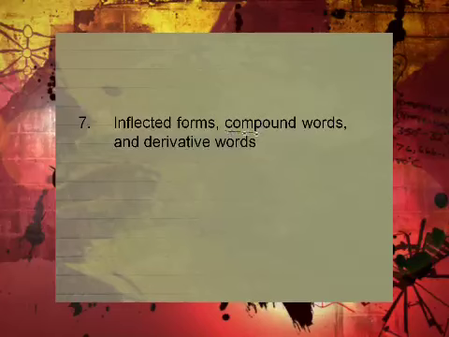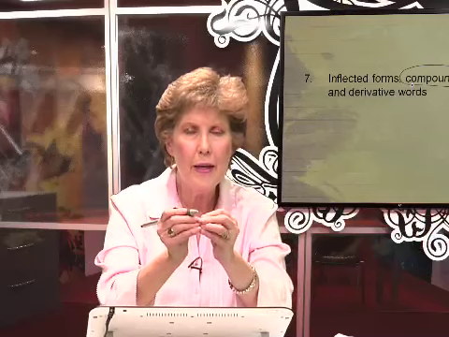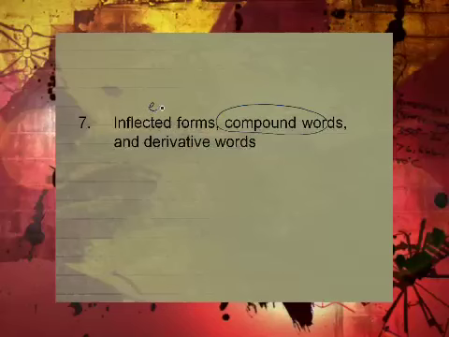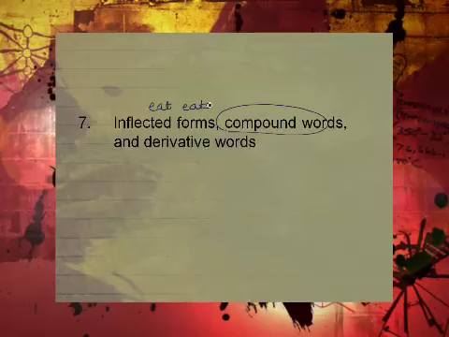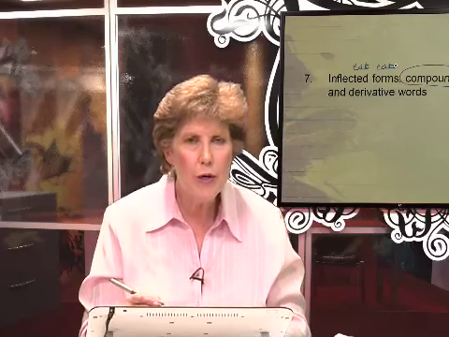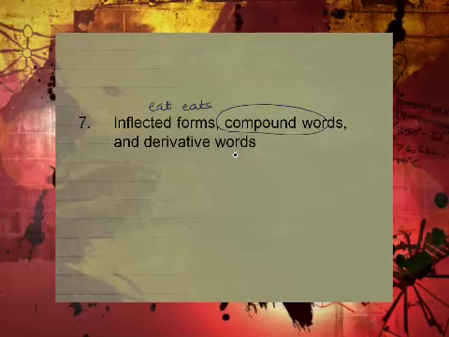I'm sure you know compound words when you take 2 words and you put them together to make a new word. Inflected forms, if you say eat, eats, that's an inflected form when you add something to the word. Derivative words, when you have one word and you make another word from it. I'm sure you know something like beauty, and from that you make the adjective beautiful. That's a derivative.